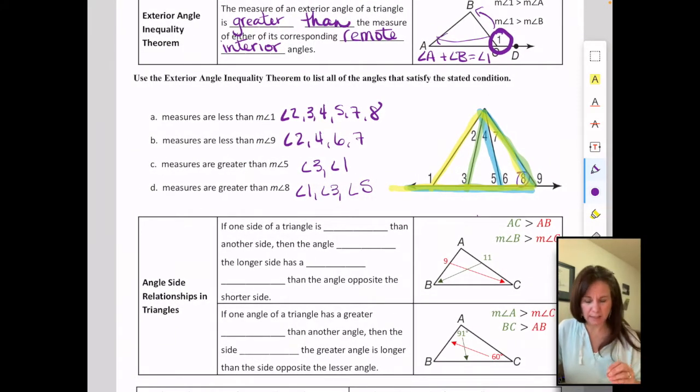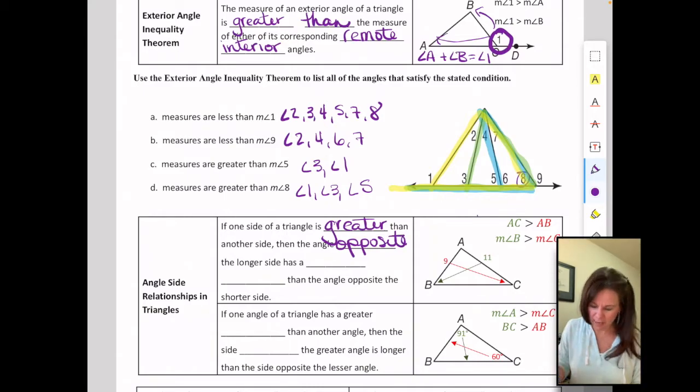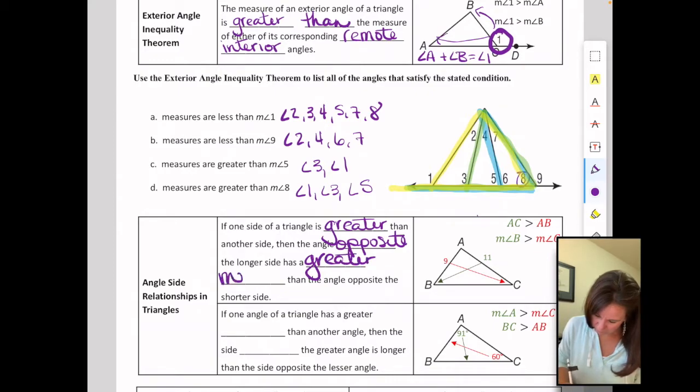Okay, let's take this a step further. If one side of a triangle is greater than another side, then the angle opposite the longer side has a greater measure than the angle opposite the shorter side. Basically what that means is this.